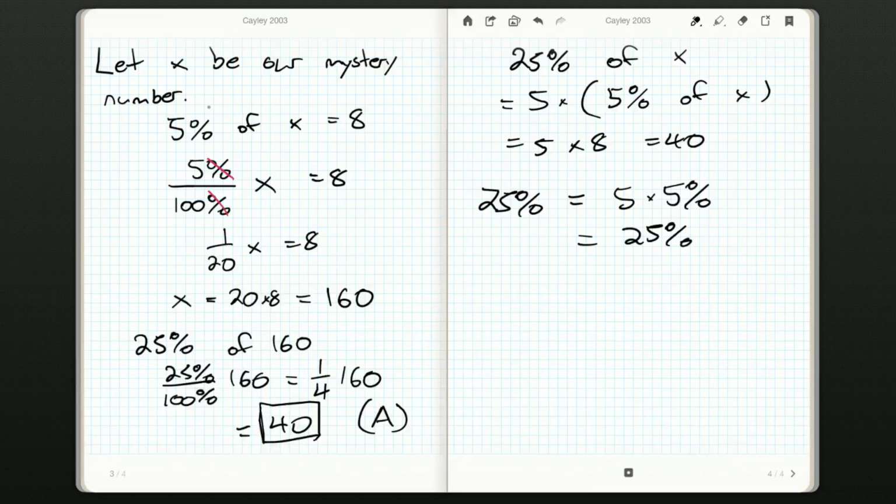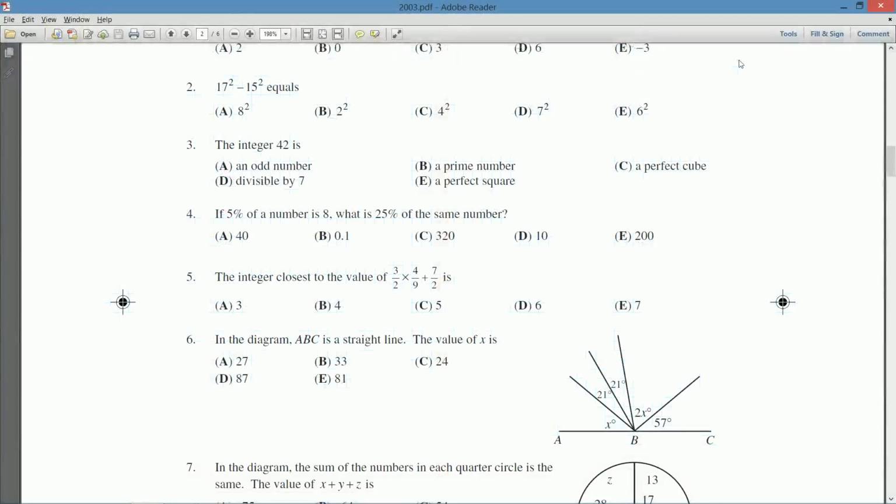But working out what x was, being 160, that works just fine as well, and both of them took really the same amount of time, almost. Okay. So either way, we get an answer of A. And that concludes question number 4.